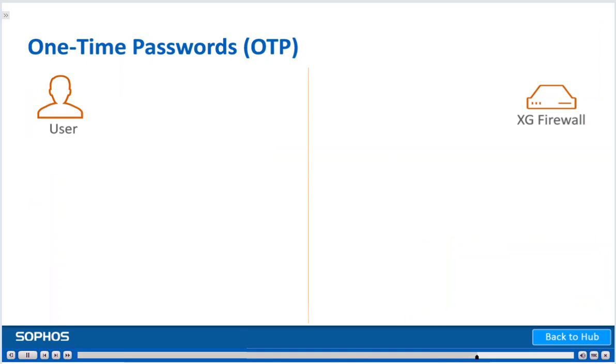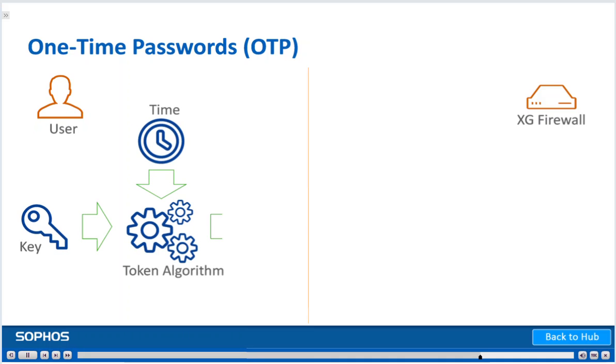Let's take a look at how the OTP authentication works. In this diagram, we have the user with their token on the left and the XG firewall on the right. The user has a token that contains a key and gets the time from a synchronized clock. These are processed using the algorithm described in RFC 6238 to produce the token code.